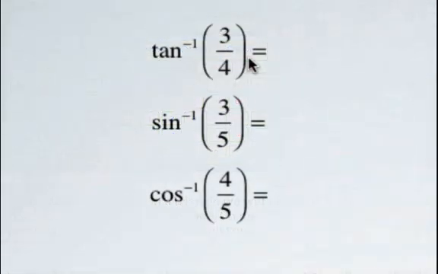So what I would like you to do now is take out your calculator and find the inverse tangent of 3 over 4, the inverse sine of 3 over 5, and the inverse cosine of 4 over 5 using your calculator. And now then check and see if you got the correct answer. Remember, you should in each case get an answer of 36.869, etc. degrees.